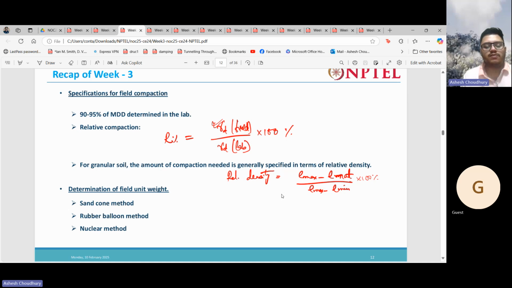90 to 95% of the maximum density determined in the lab is actually implemented in the field. We determine that by a term called the relative compaction. So it is the maximum density achieved in the field over the maximum density in the lab, times 100%.